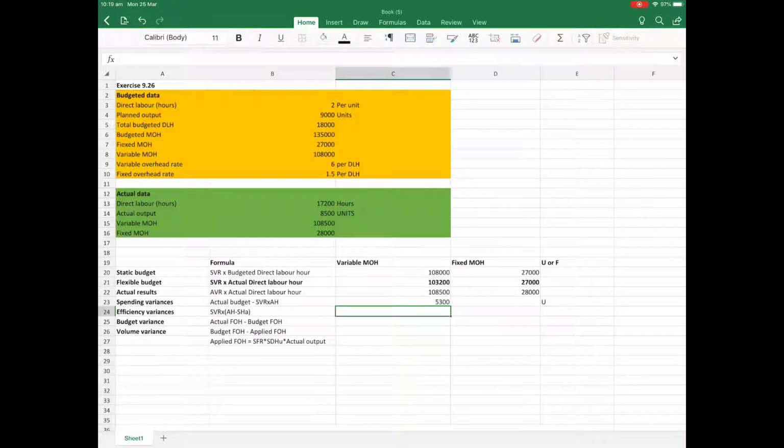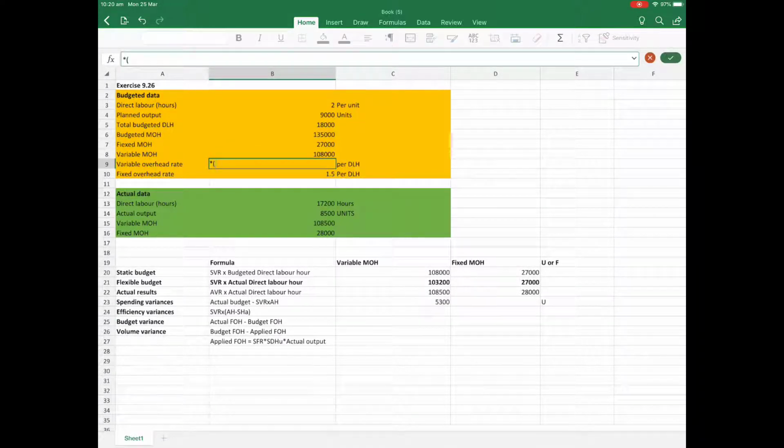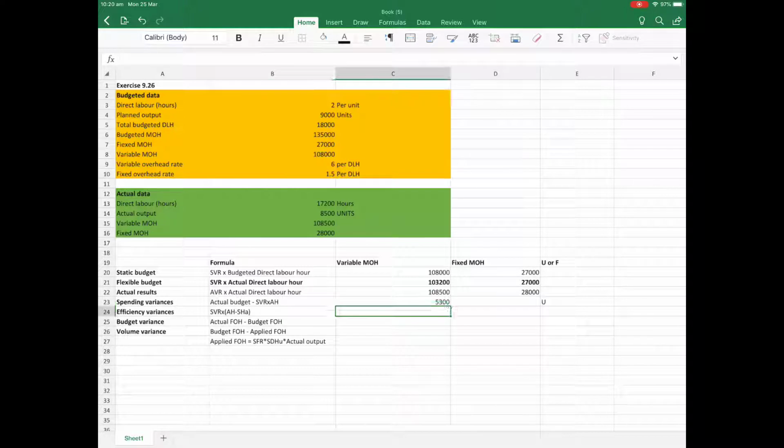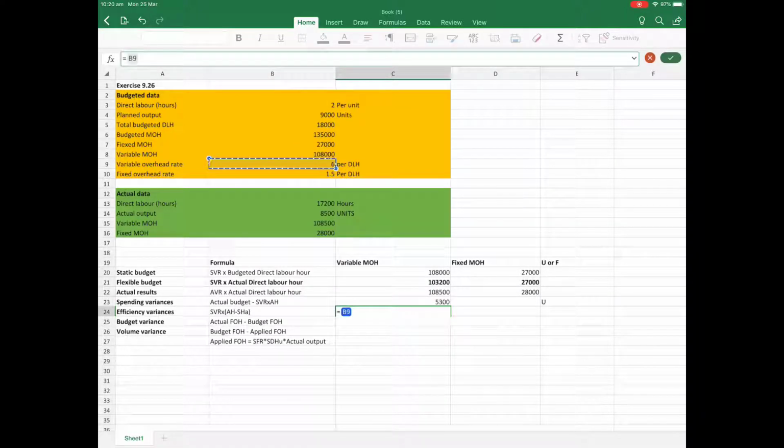The efficiency variance, if you want to see how much the direct labor hours differ between the actual and the budget, then we take the standard variable rate, which is $6 per hour, and then times, open the bracket, the actual hours, which is this, and then minus the standard direct labor hours given the actual output.